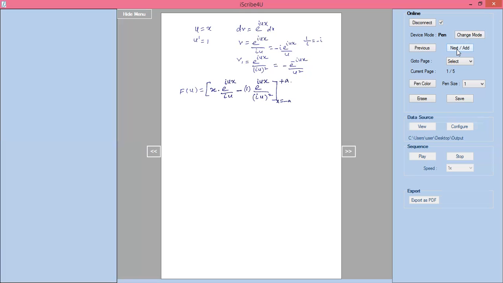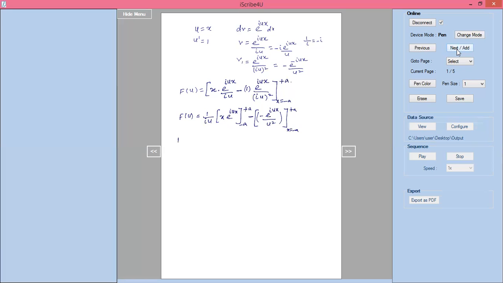Now I'll write f of u equal to 1 divided by iu into x into e power iux. The limit should be minus a to plus a. And the next one should be this one, minus of minus e power iux divided by u square. Here the limit should be minus a to plus a. Separately I have done these two terms.